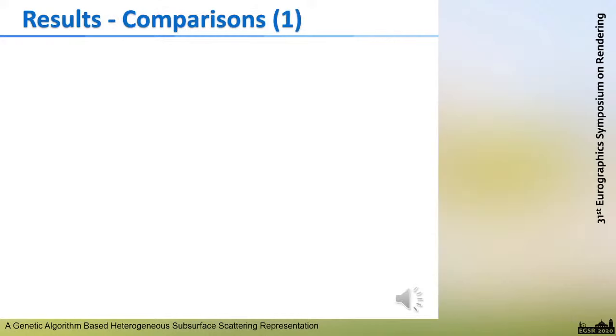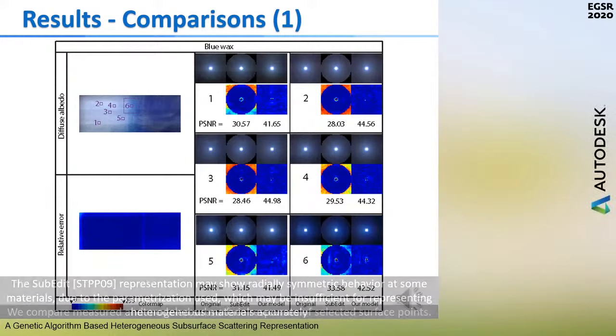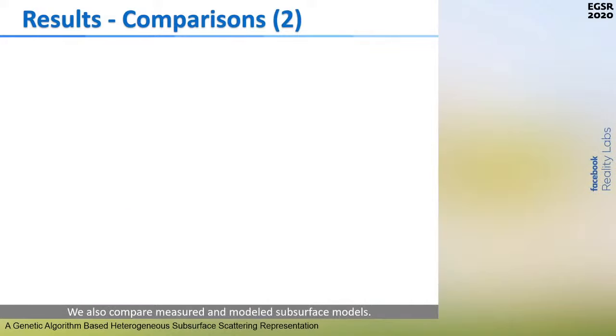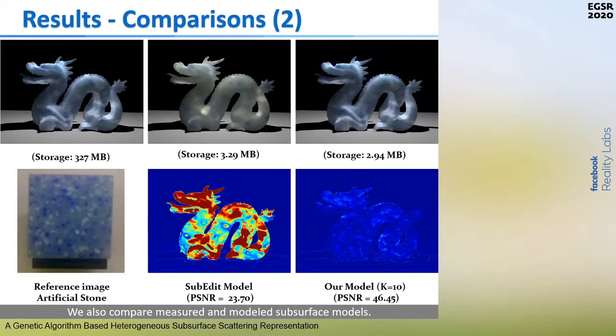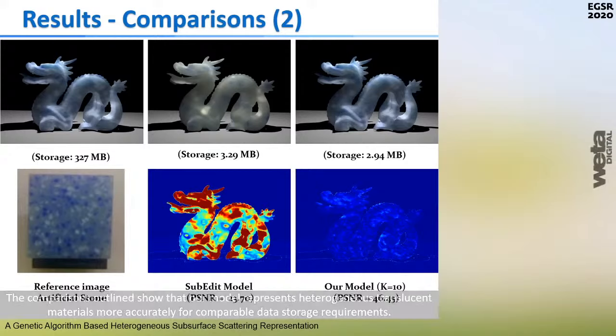We compare measured and modeled subsurface responses of selected surface points. The subsurface representation may show radially symmetric behavior for some materials due to the parameterization used, which may be insufficient for representing heterogeneous materials accurately. We also compare measured and modeled subsurface models. The comparison outlines show that our model represents heterogeneous translucent materials more accurately for comparable data storage requirements.